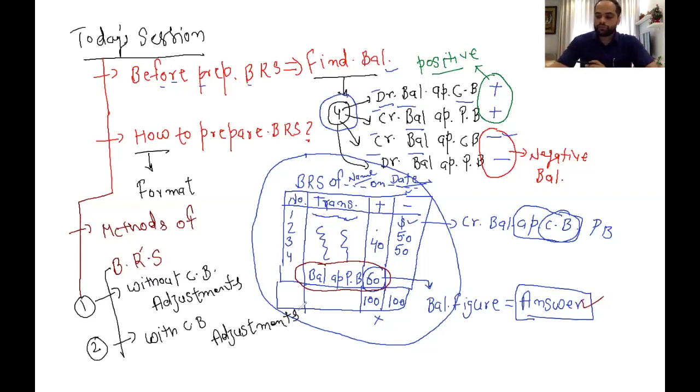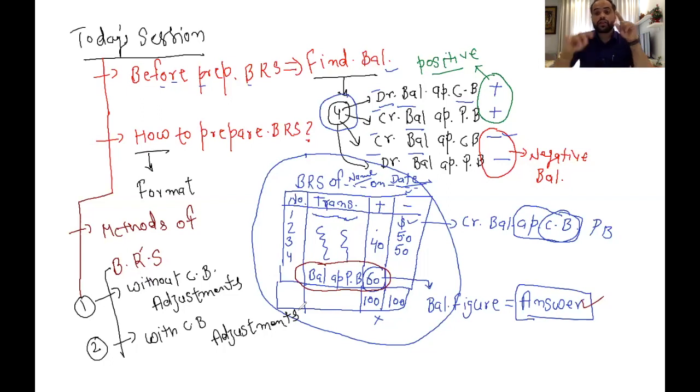Right? So we have two methods of preparing bank reconciliation statement. Now, what is the difference between these two methods? As you can see the name. In the first method, we will not make changes in our cash book. We will not make any changes in our cash book.